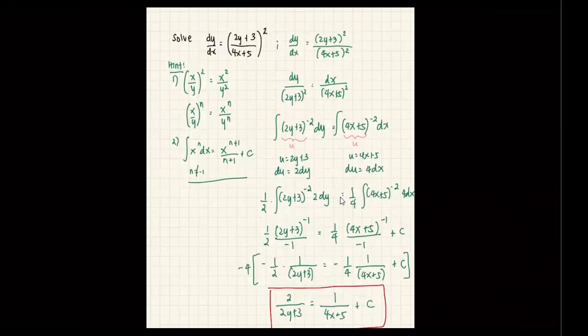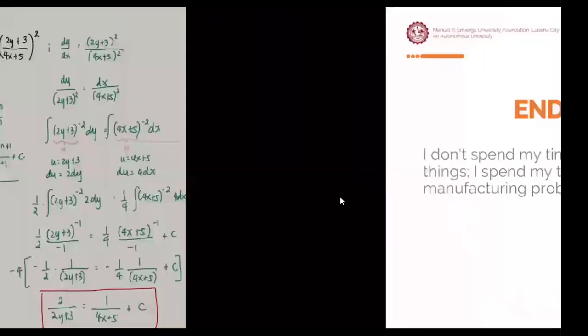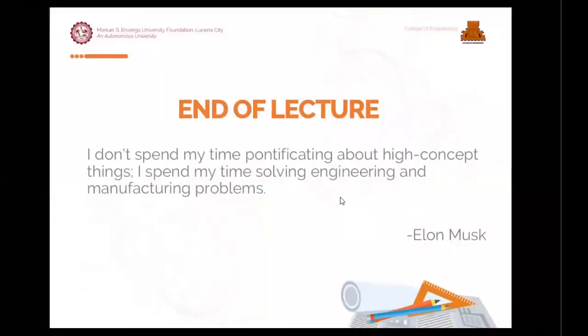Kaya pa-review din ulit ng integral ha. Especially kapag meron partial fraction. Okay. That ends our lecture for today. So, may question kaya regarding our topic?